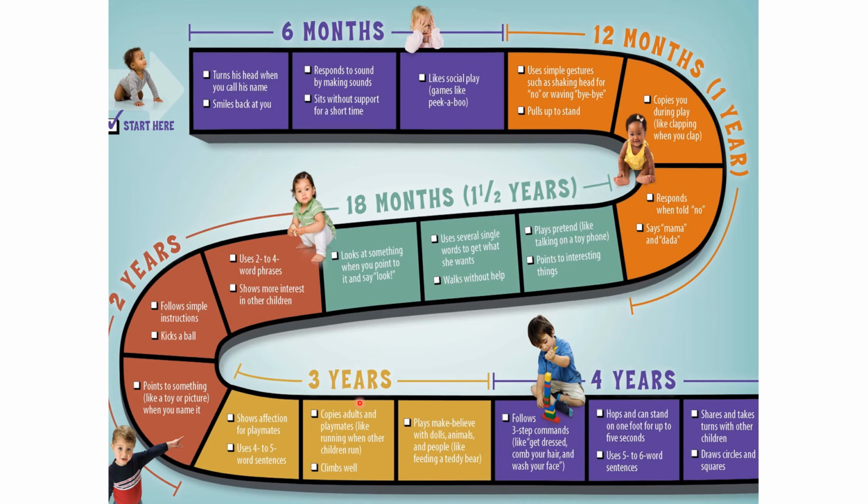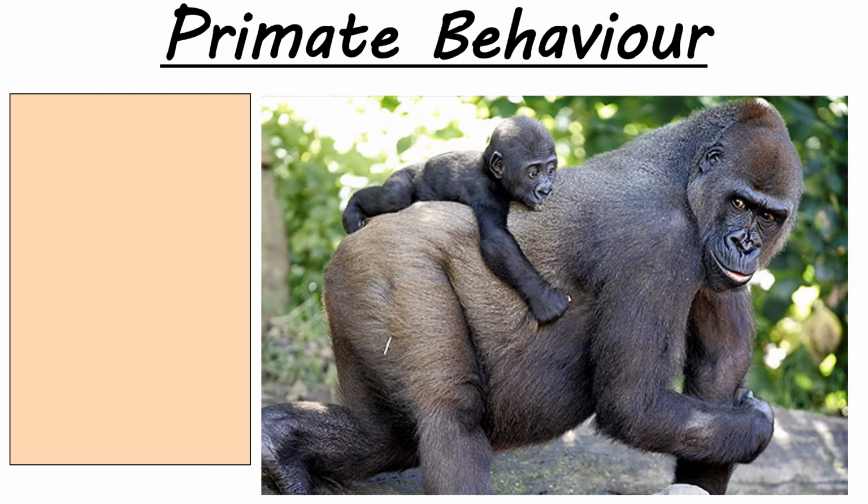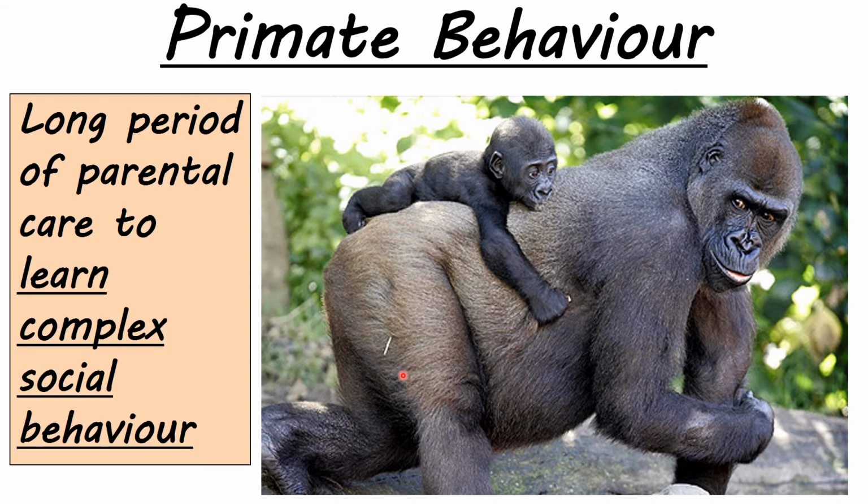By the time other animals are considered adult, we still get humans at the age of 4 beginning to share and take turns with other children, playing make believe at age 3, and so on. So we have that period that we need in order to learn the behaviour that makes us human. So primate behaviour, and we're talking about ourselves here as well, remember. You've got that long period of parental care, and the reason why is we have complex social behaviour which must be learned. And it's learned through play, basically.